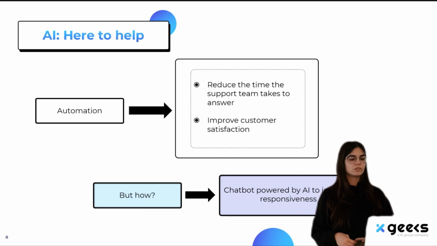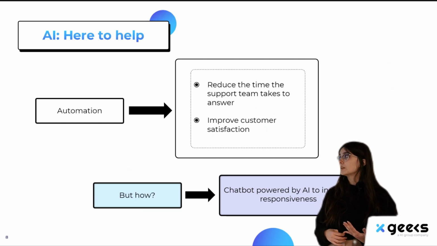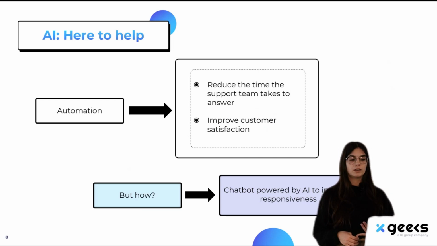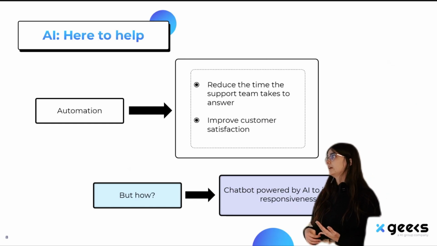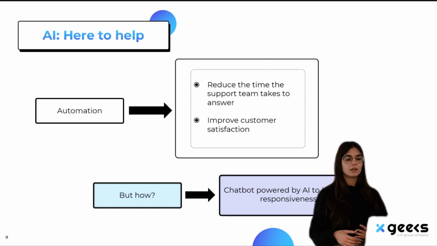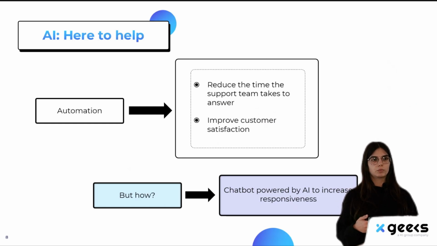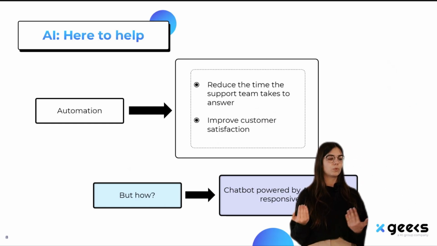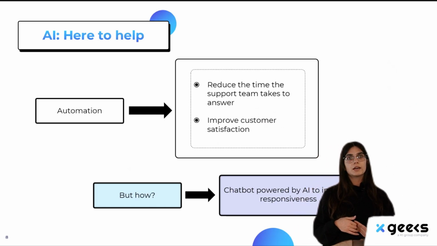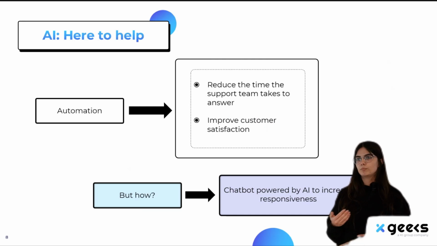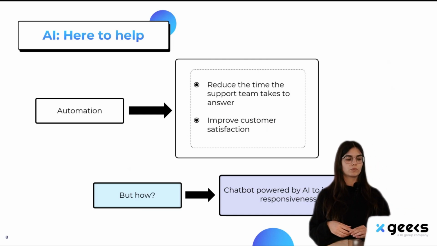So, as you may notice, the problem is the time the support team takes to answer their customers. So this is where AI comes to help. Basically, by streamlining and automating all of these steps, we are going to reduce the feedback loop between the support team and the customer. And we are also going to improve the customer satisfaction, of course.